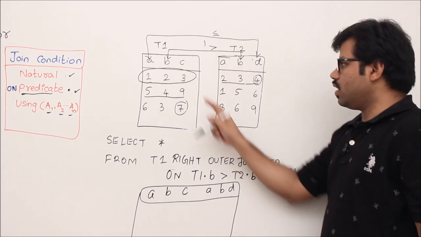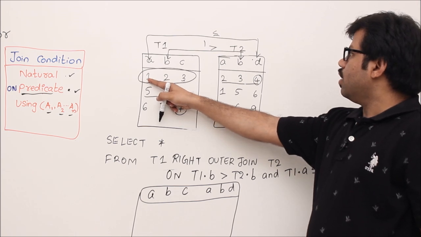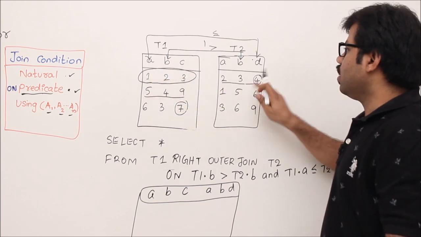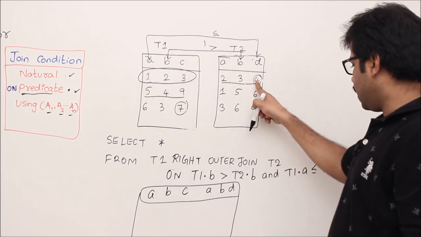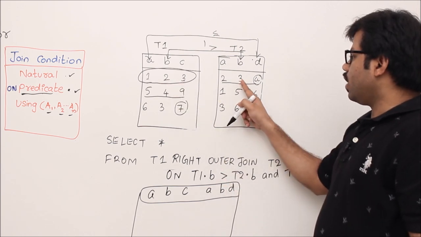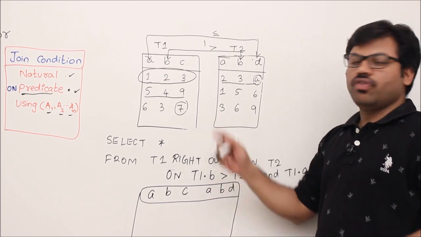Let's see. Start with this combination, this and this. T1.A less than or equal to T2.D. See, A versus D. 1 less than or equal to 4. Correct. Second condition is B versus B. 2 greater than 3. False. So one of the conditions is false. Then the tuple will be rejected.